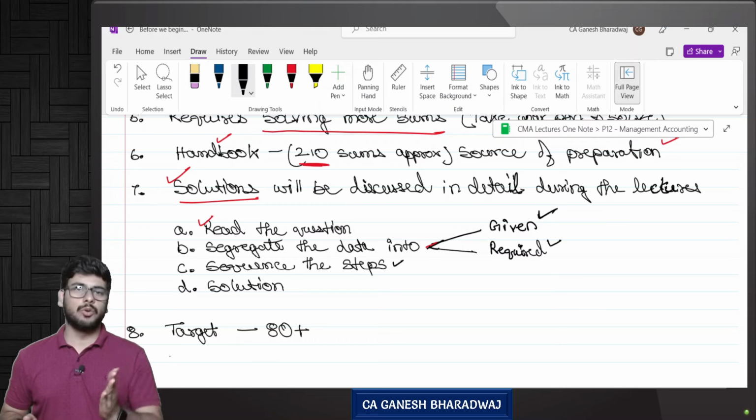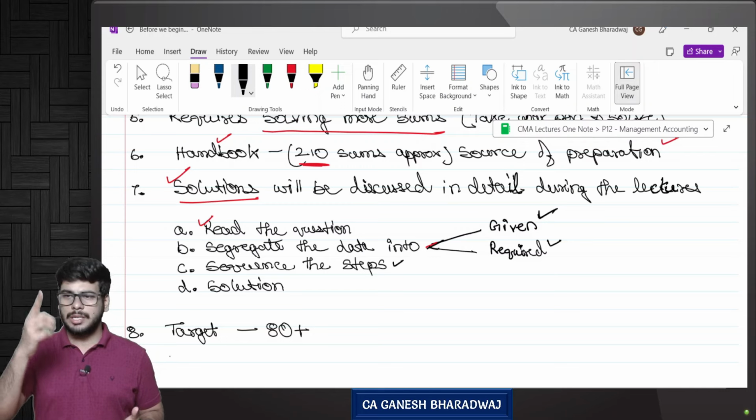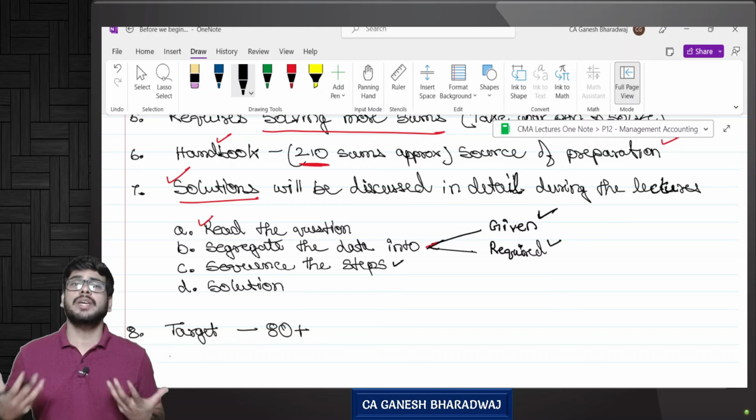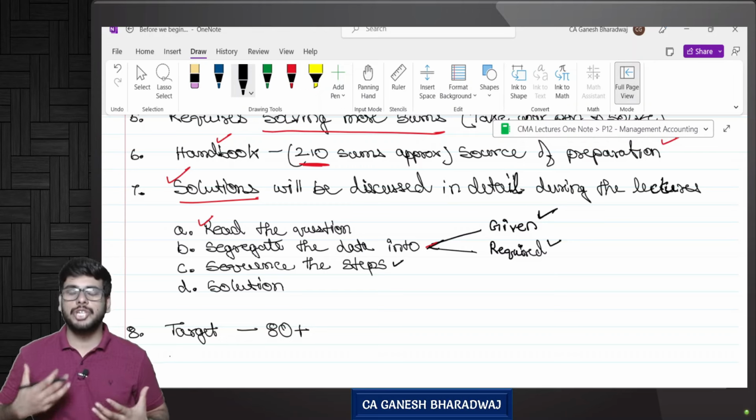So just by looking at the solution, you cannot understand why, sir, in question number one there are only 5 steps, and in question number two there are 7 steps. Now, both come from the same concepts. Why? That is where I'm going to give you a value addition.